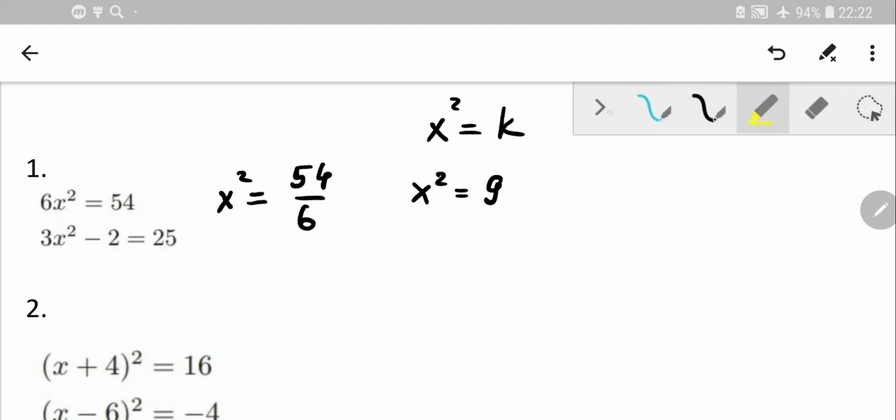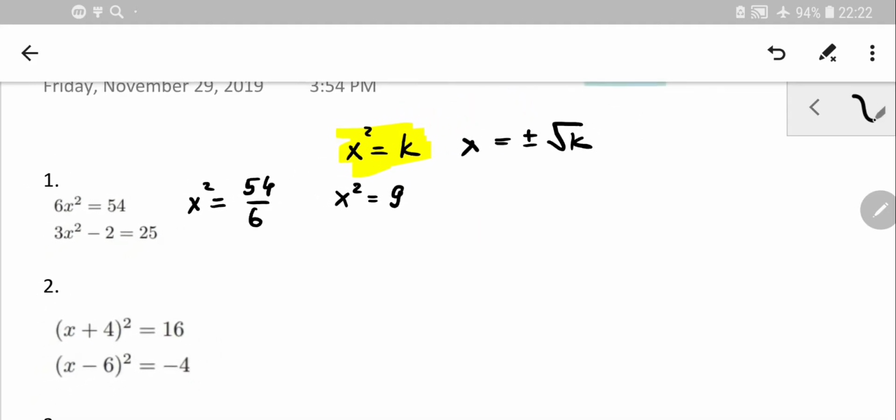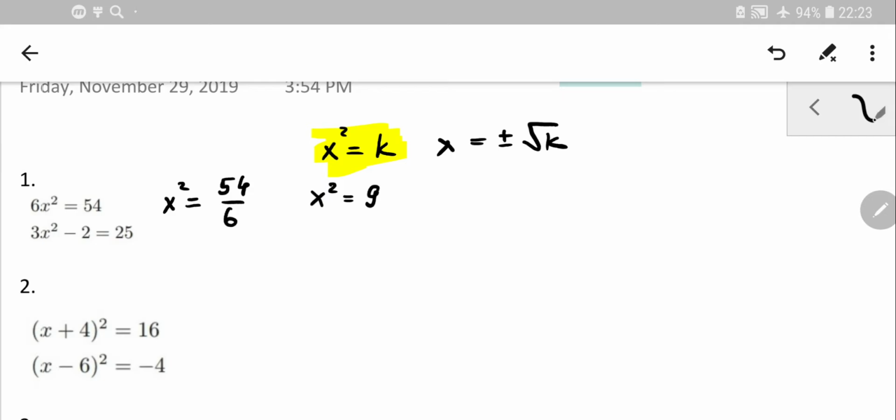And I just remind you, in the case of that form you just arrived at, x is actually plus minus square root of k. So keep in mind that you need to have two solutions, and it's only valid when k is more than or equal to 0. If it's negative, there are no solutions at all.